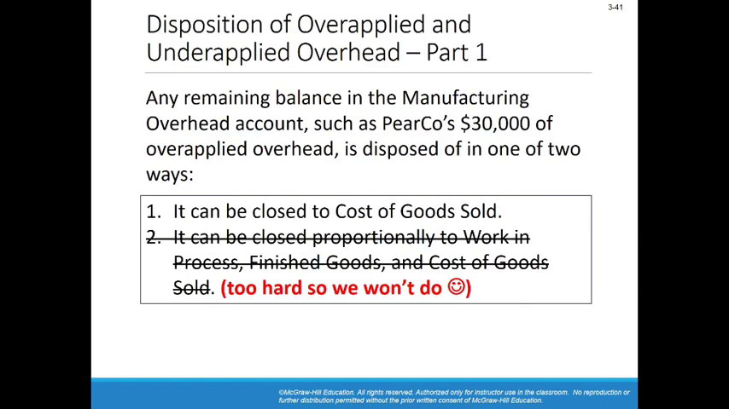Okay, so what's the deal? If we've got money that we've over or under applied, how do we dispose of it? That's what we consider to be the disposition. How do you dispose of this $30,000 that we have over applied?